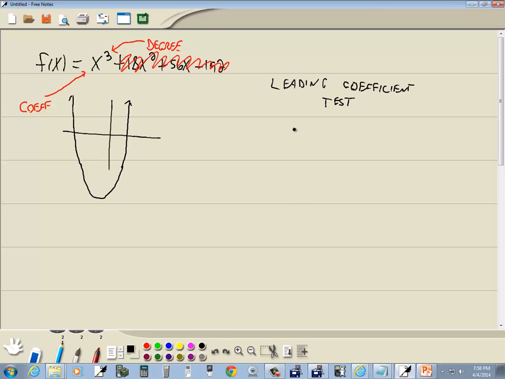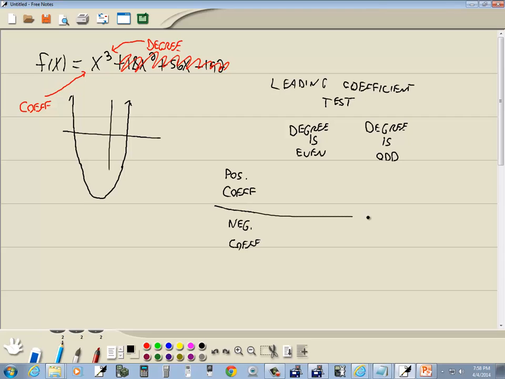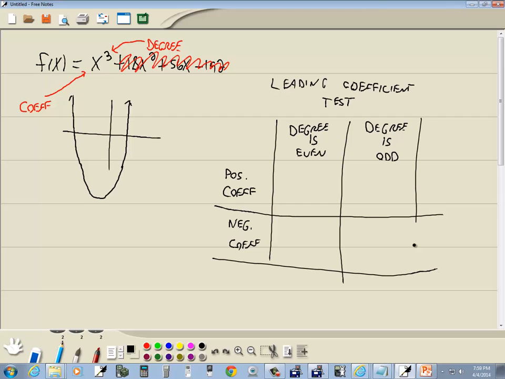Well, we have two choices for degree. Our first choice is the degree is even, and our second choice is that the degree is odd. Now for the coefficient, we look at the sign of it, and we have two choices there. We have where it's a positive coefficient, and we have where it's a negative coefficient. And we'll build a table.